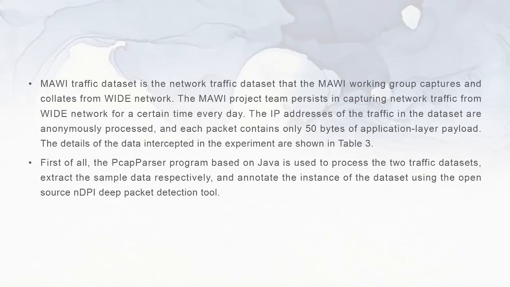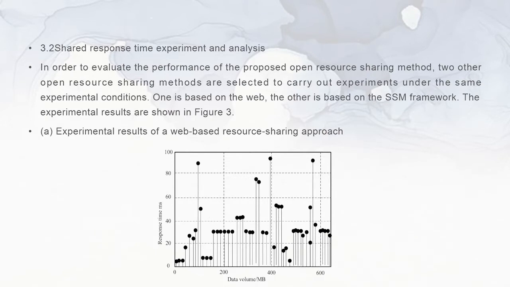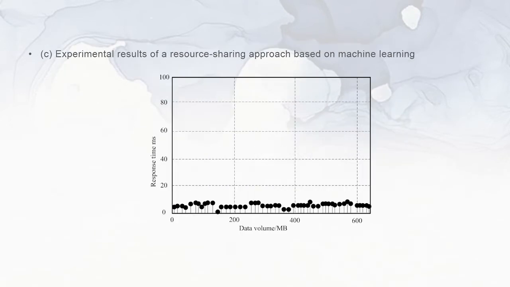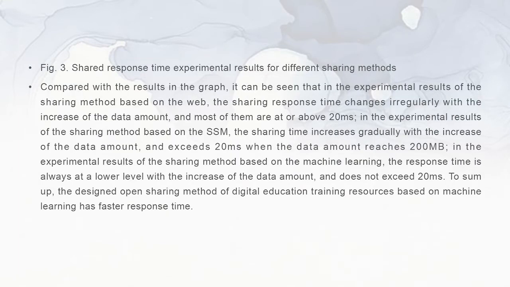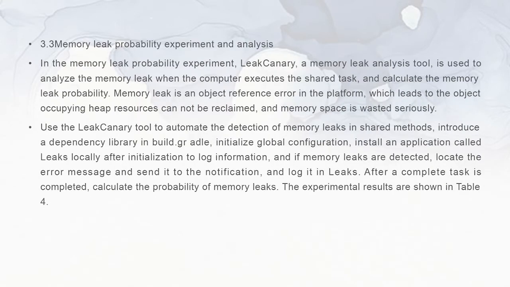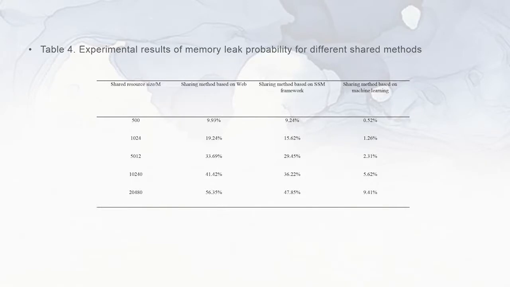Table 2, the process of resource sharing based on machine learning. Shared resources response time experiment results for different sharing methods. Memory link probability experiment and analysis. Table 4. Experimental results of memory link probability for different sharing methods.